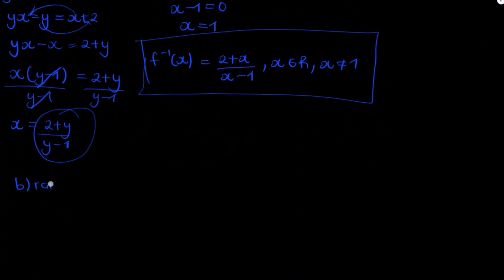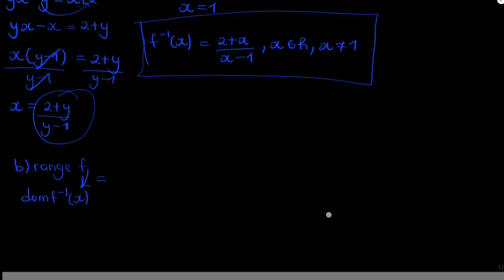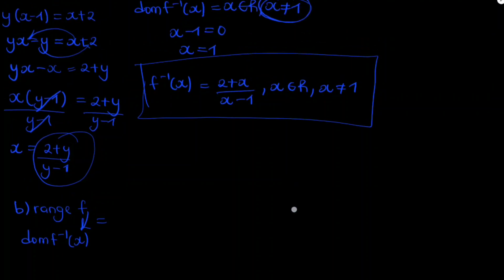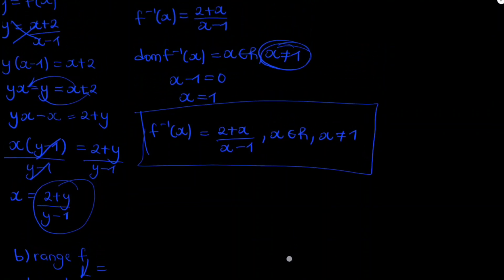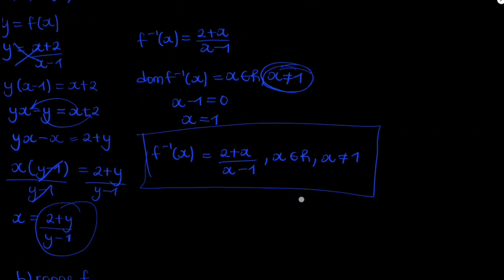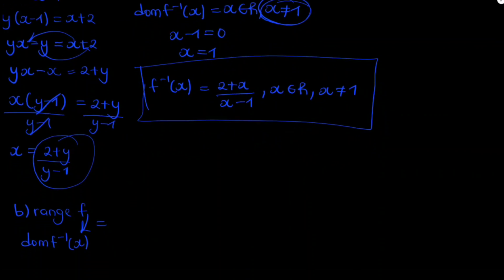So B says we should find the range of f. To find the range of f of x, the range of f is the same as the domain of f inverse of x. So these two are the same. A part said we had to define f inverse of x in a similar manner. So we had already solved f inverse of x and we had already looked for the domain.